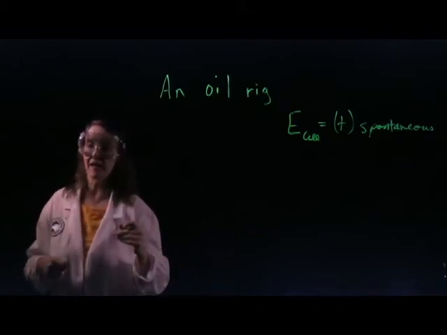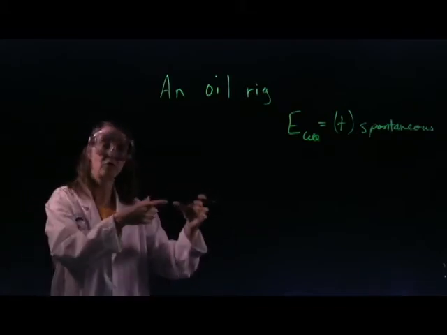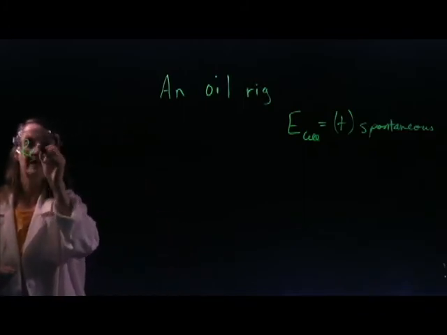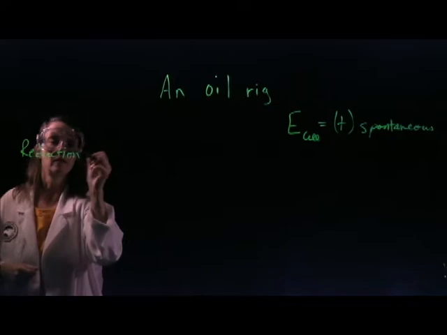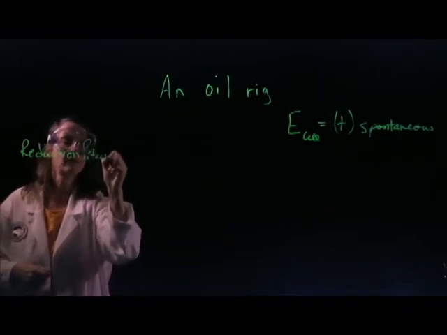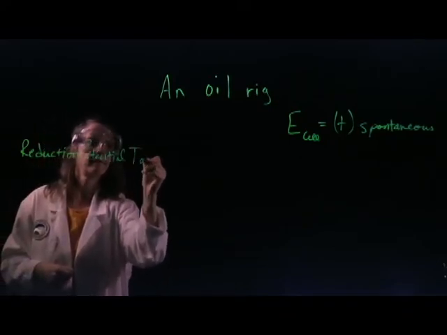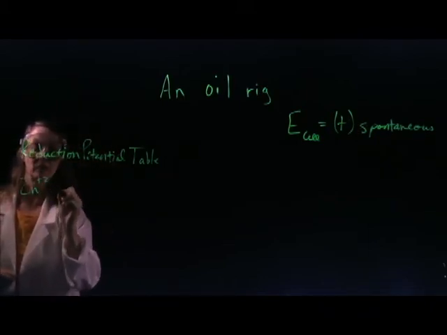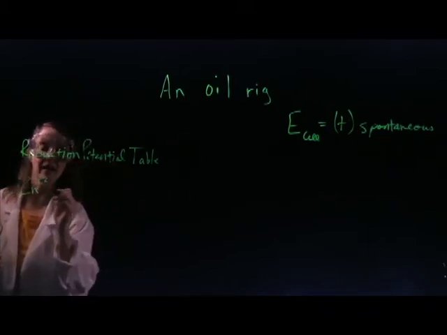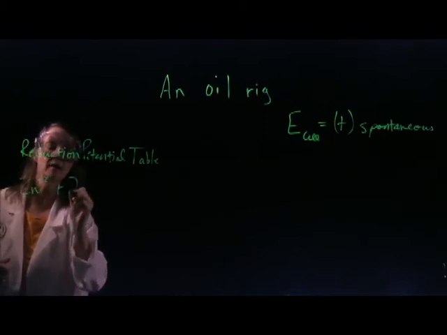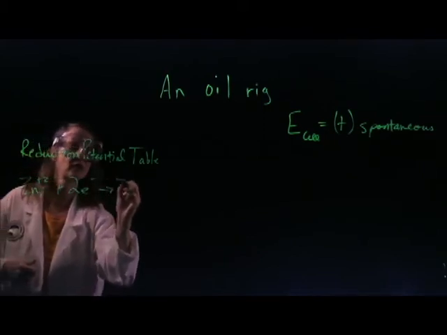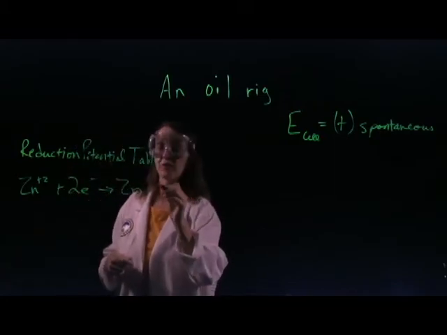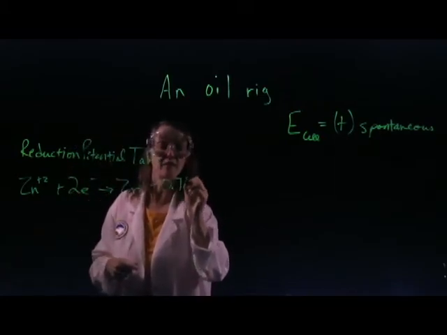Let me use as an example zinc and copper, because those are the first two metals that you're using in the experiment. In the reduction potential table, zinc is shown being reduced. Reduction is gain of electrons. So we're looking at zinc ions picking up 2 electrons to form zinc metal. The reduction potential that's given for that is a negative 0.76 volts.